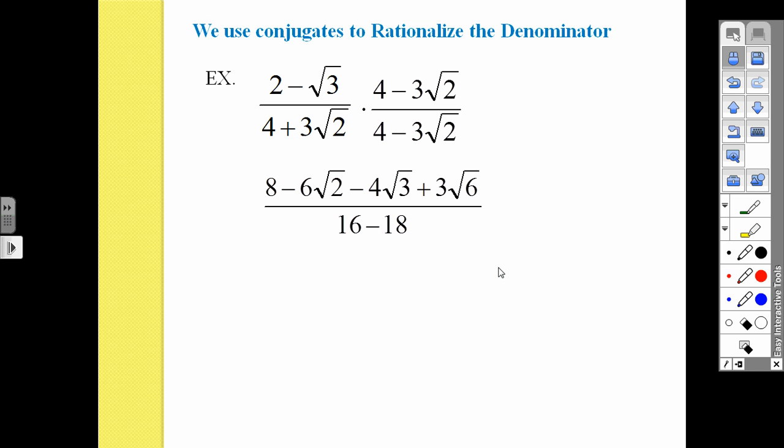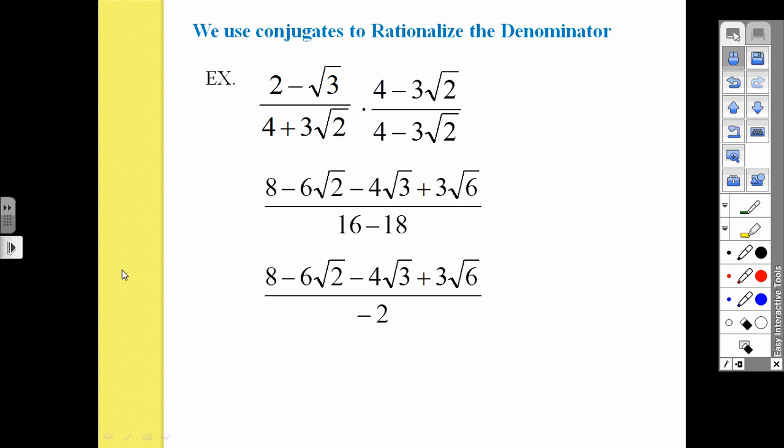Now, in the denominator, if you wanted to, you could multiply this all out, or we can just think of it as the difference of squares. So 4 squared is 16, and we're going to subtract 3 root 2 times 3 root 2, well, that's 9 times 2, which is 18. So the only thing we can do here, since nothing in the numerator can be combined, is subtract those and get our answer. And if you really, really wanted to, you could divide the negative 2 into all three of these and have a minus 3 root 6 over 2 if you wanted to. But this is totally fine to leave your answer like this.